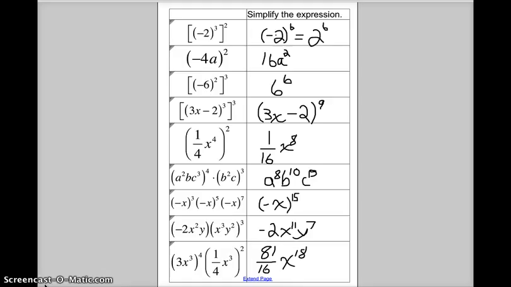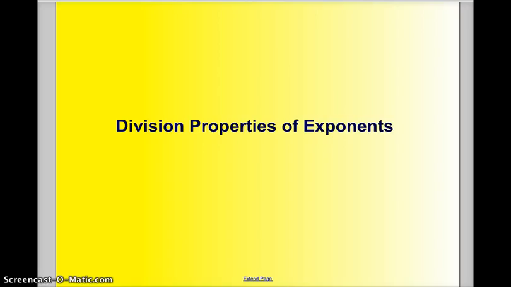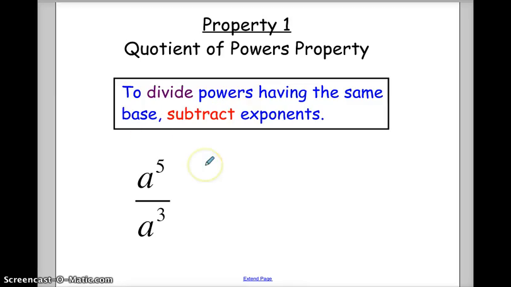Let's move on to division. Properties of division when it comes to exponents are common sense as it applies to the multiplication properties of exponents. Take a look at the first property. In multiplication, when we were multiplying, we took the same base, multiplied them together, and added the exponents. In this case, because we're dividing with the same base, we're going to take the same base, the two exponents, and we're going to simply subtract them. 5 minus 3 gives us a final answer of 2.